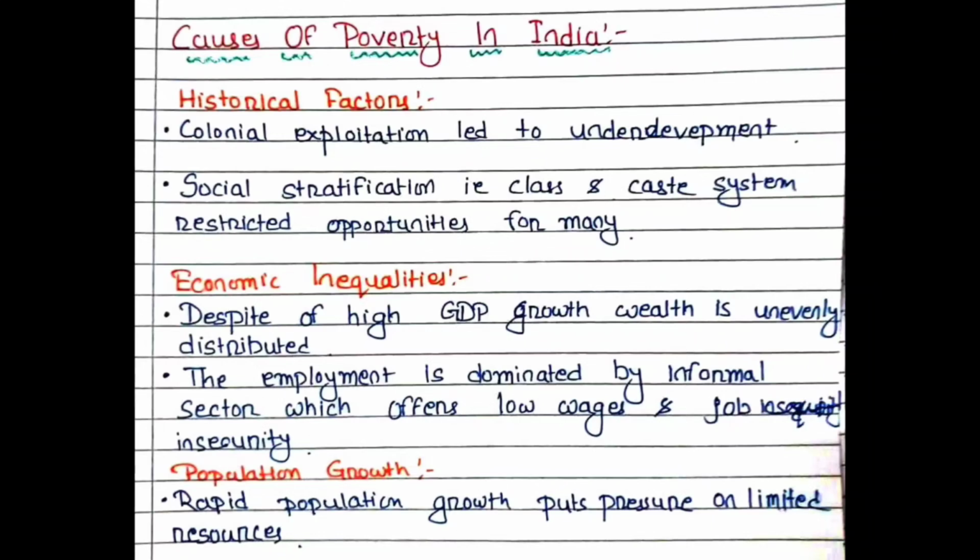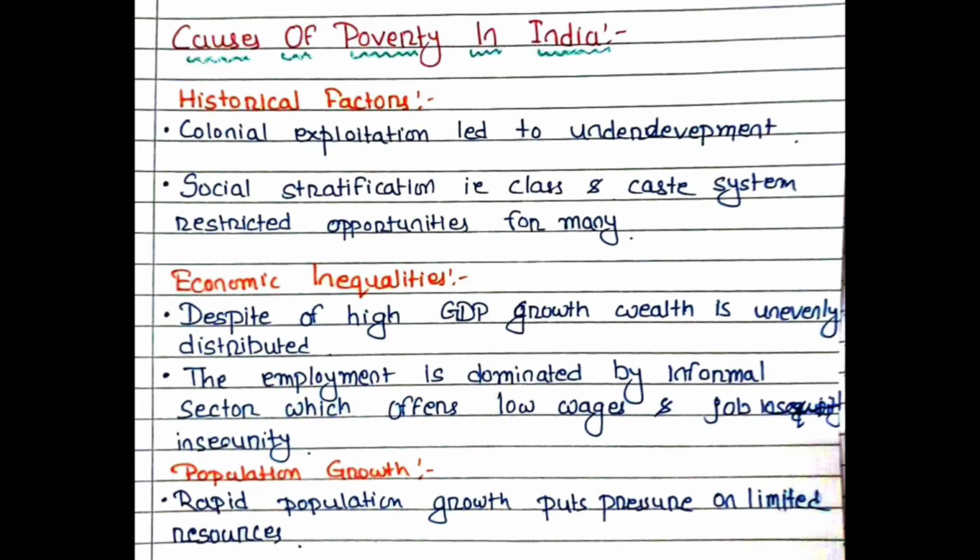What are the causes of poverty in India? First, we will see the historical factors. The colonial exploitation led to underdevelopment in the country. There was British rule in our country for more than 2 centuries. Due to that, colonial exploitation was the main cause of underdevelopment, and there was social stratification in our country. That is the class and caste system, the upper caste, the lower caste, the upper class, the lower class system, which restricted the opportunities of many people in our country. This is the historical factor.